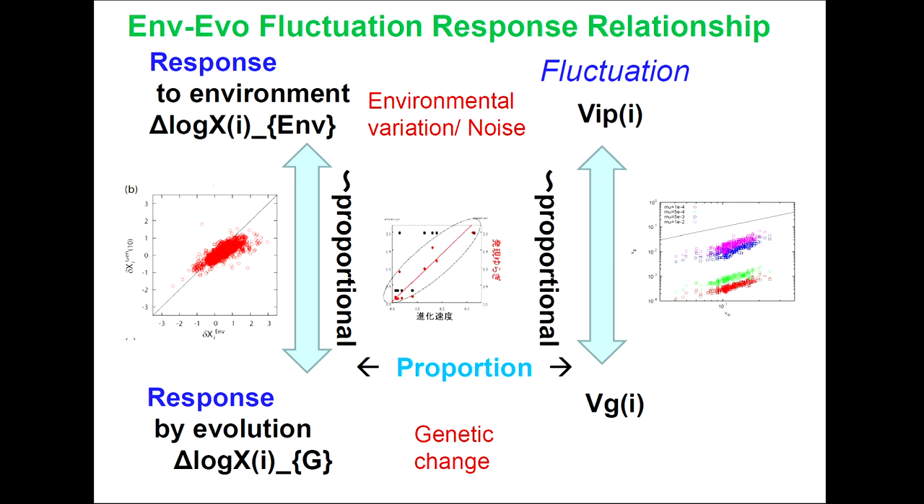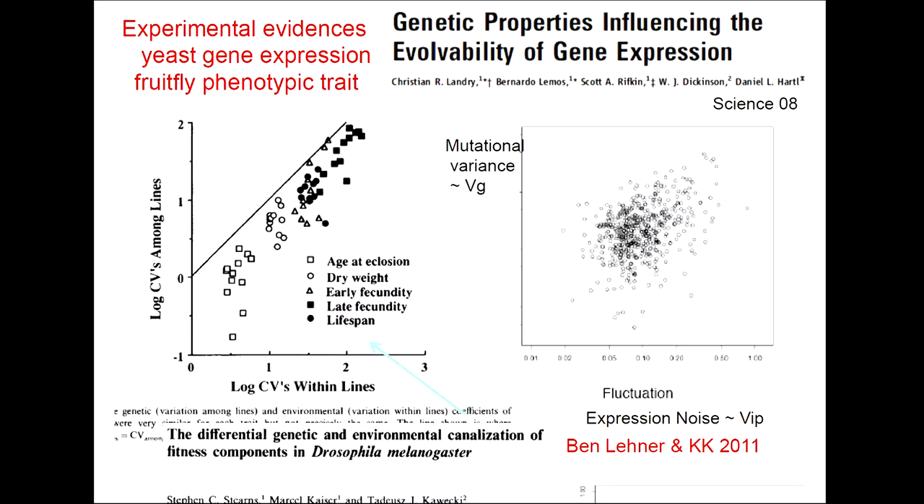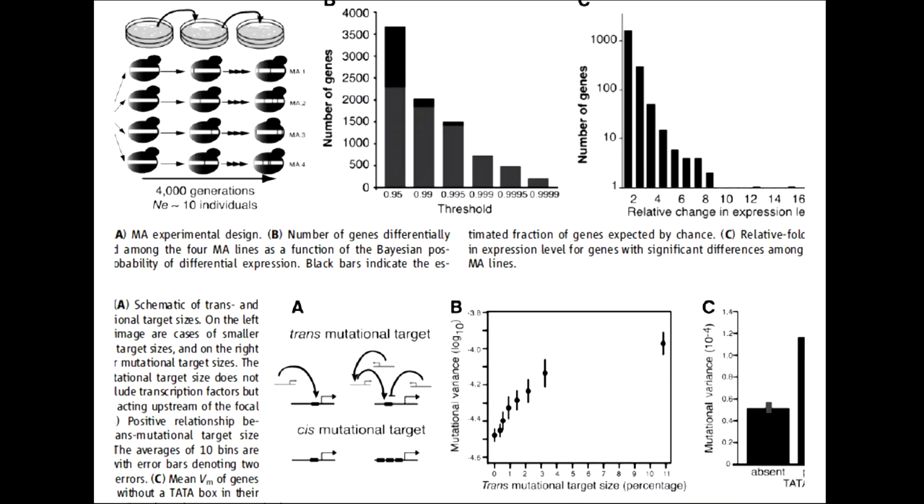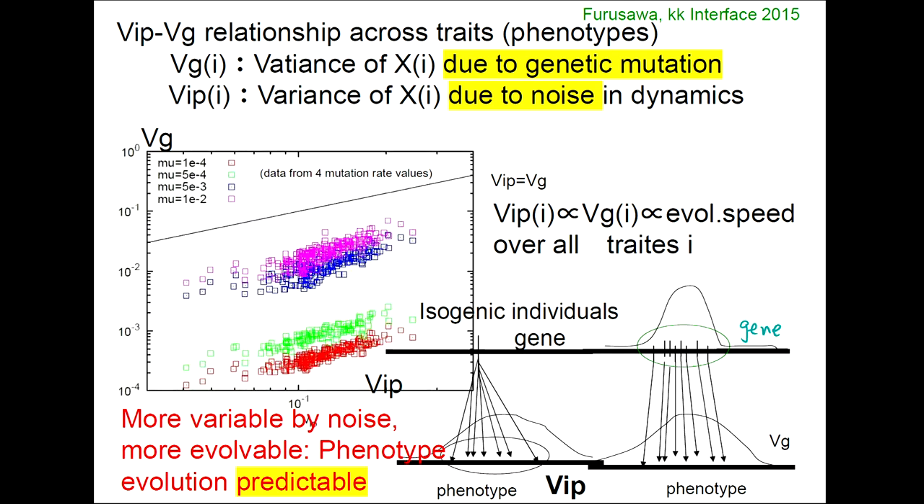Okay, and actually, there are some properties here. So some protein abundance fluctuates, and some other, different protein abundance fluctuates. The degree of this fluctuation is different for different protein components, for instance, due to noise. And this is related to this variation by genes.